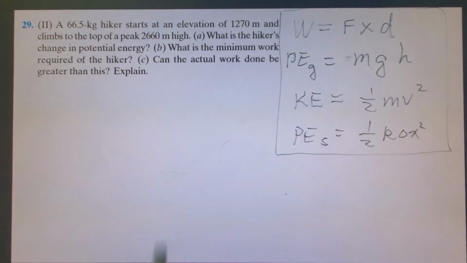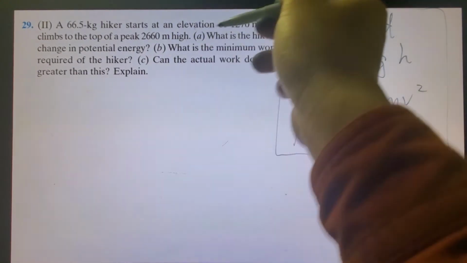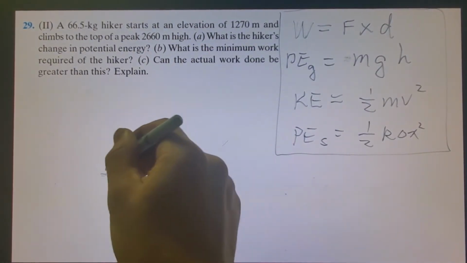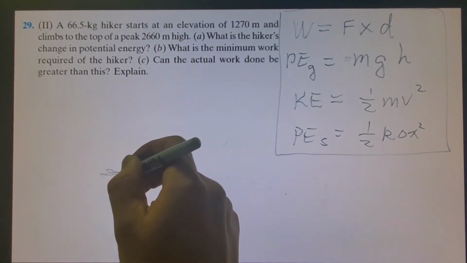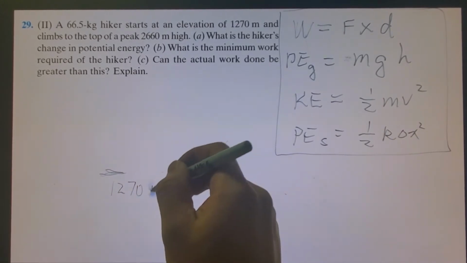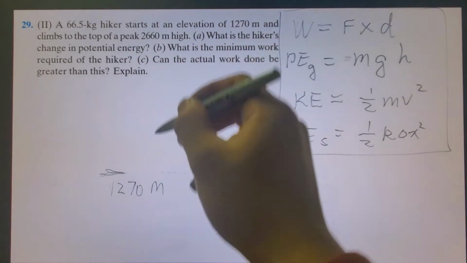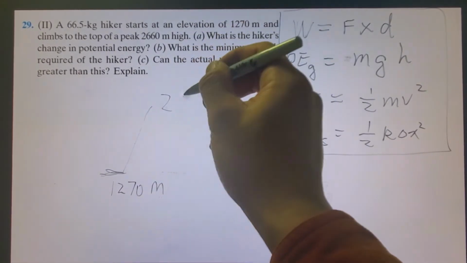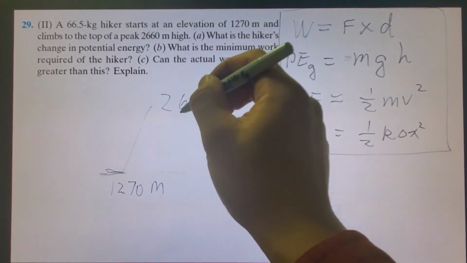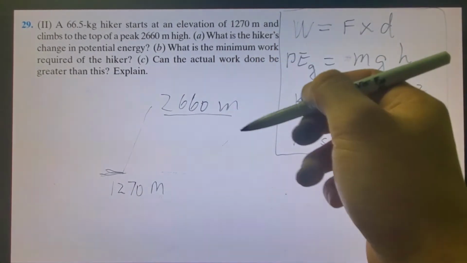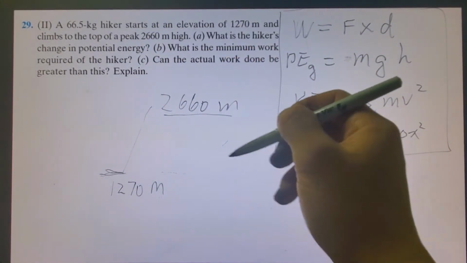Okay, so now we talk about potential energy due to gravity. At the beginning, the hiker is at 1270 meters. That's where he's at. And now he moves to 2660. So that's a new height. What is the change in potential energy?